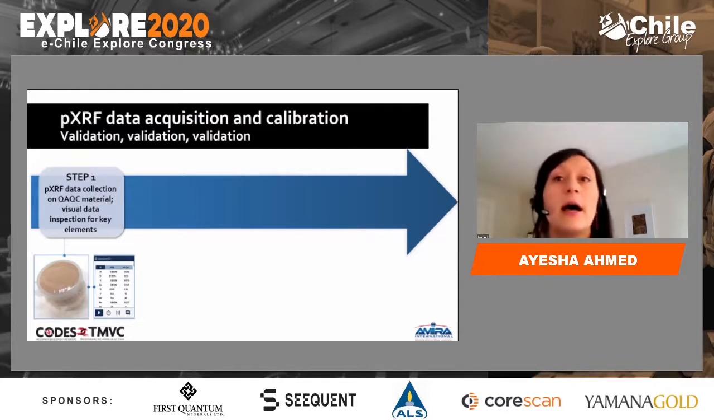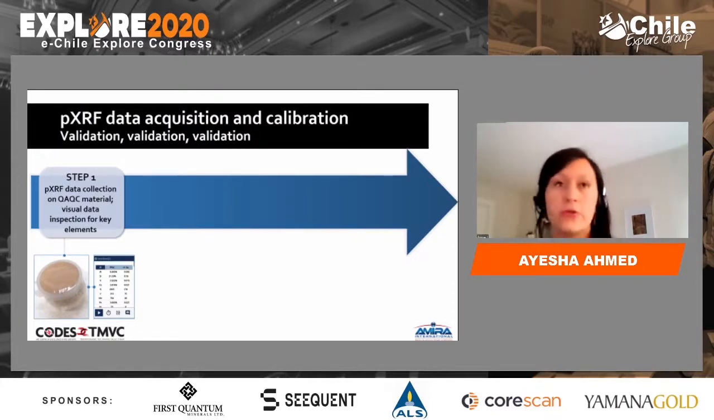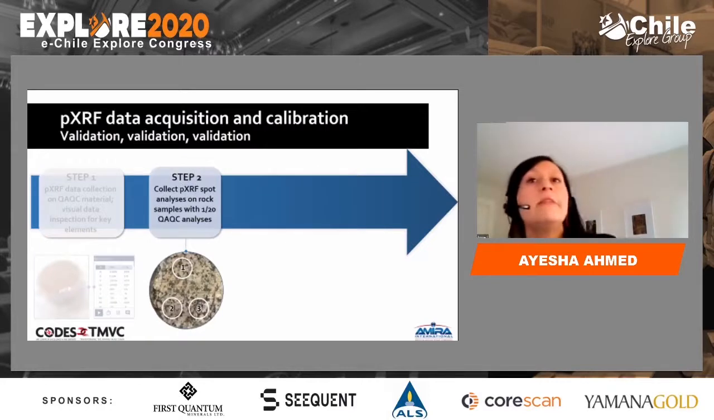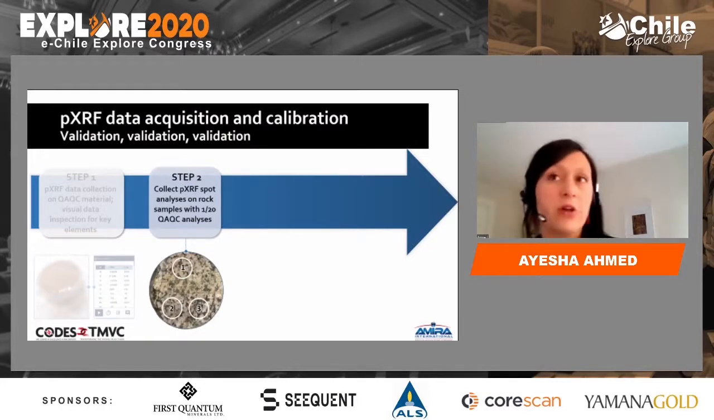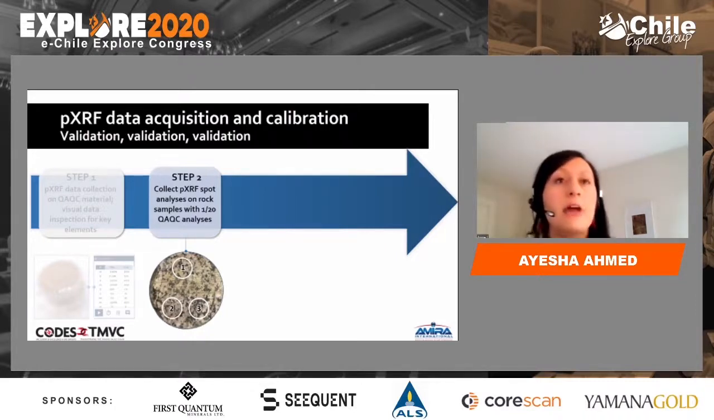So once you've collected data on each of your standards, you visually inspect the data just on the PXRF screen to ensure that values are within an acceptable range. And this acceptable range would have been predetermined in a designated data collection campaign for QA/QC material prior to heading in the field. The next step is to collect spot analyses on your rock samples, along with a recommended 1 in 20 QA/QC samples. I just want to spend a little bit of time talking about this step in particular of collecting spot analyses. So I'll come back to this workflow in a moment.